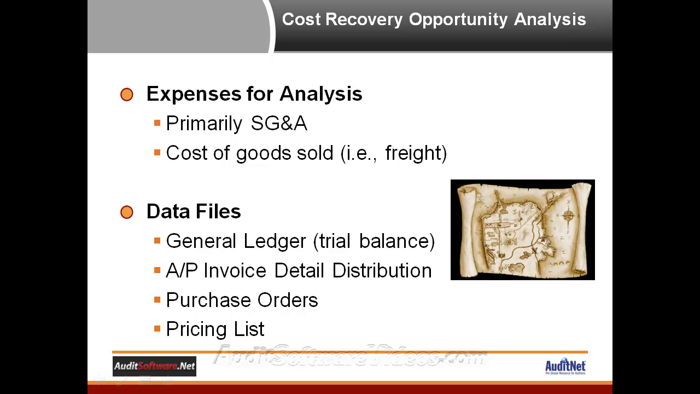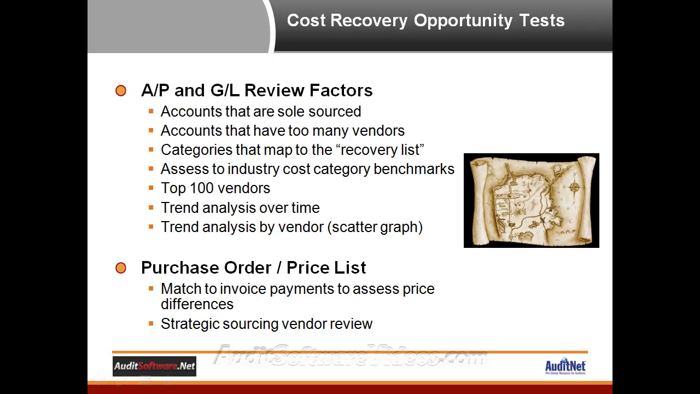Going a little bit deeper into purchase orders and pricing lists, I think that's a good idea, but I'm not sure if it's a good idea from the onset. I think getting that AP or general ledger distribution is usually your first best bet to figure out what categories we want to be spending the most time on. With some simple summaries, you can find out quite a bit.